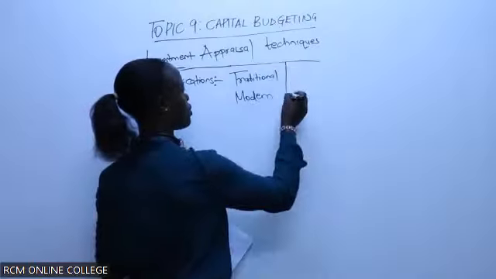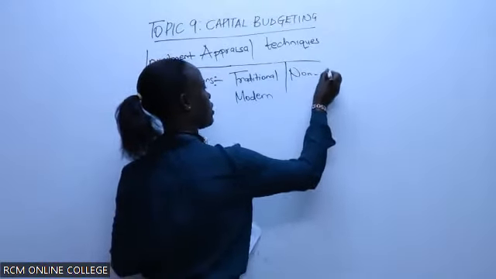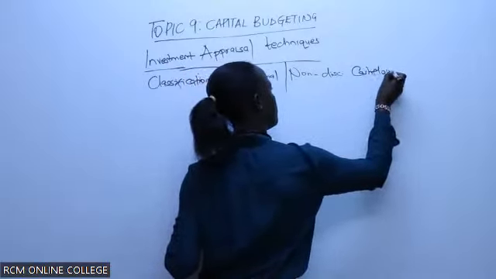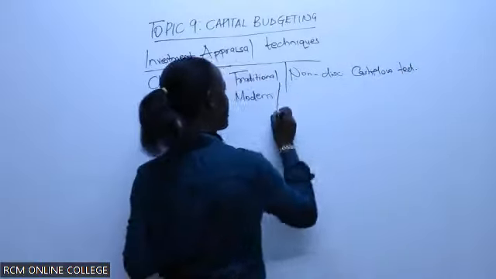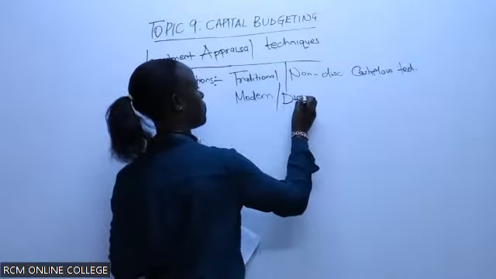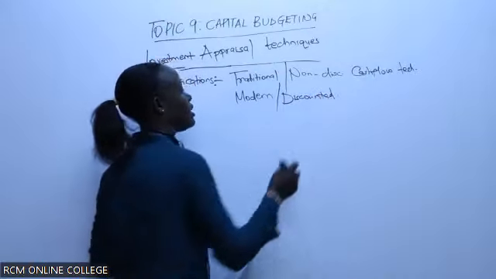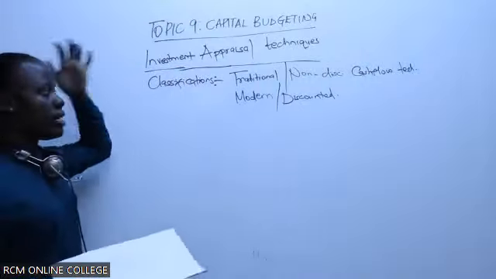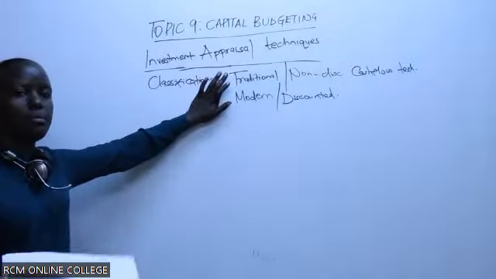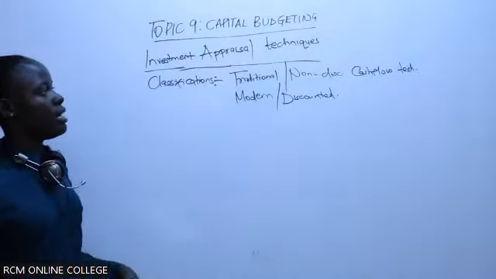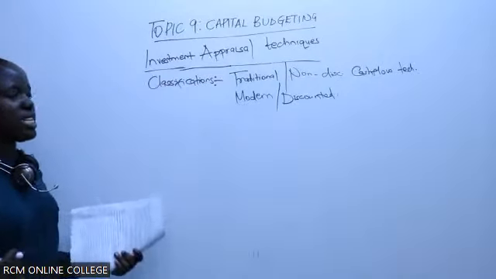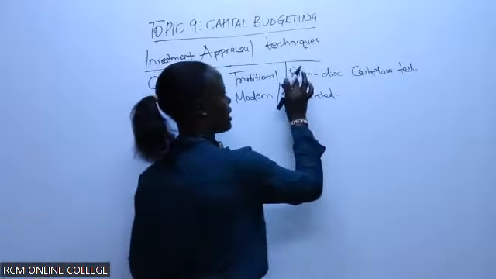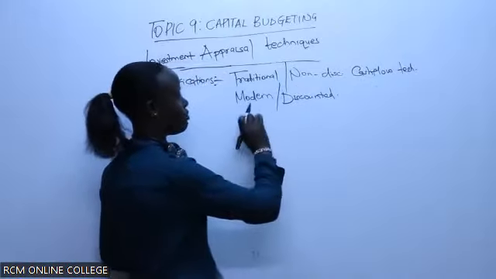This traditional is also known as the non-discounted cash flow technique, while the other one is known as the discounted. So you might find a question that asks you to use traditional methods to calculate maybe the value or the duration needed to repay back a given amount. So traditional is also known as the non-discounted cash flow technique, while the modern is the discounted.